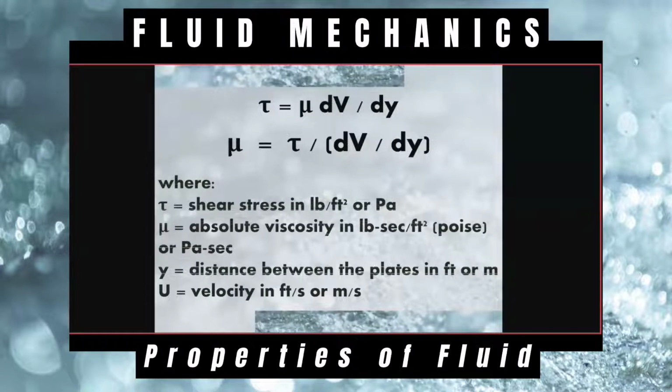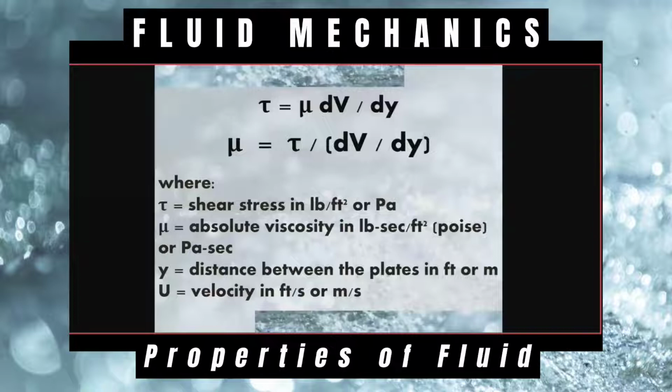Where tau is shear stress in pound per feet square or Pascal, depending on the unit system we will use. Then mu is the absolute viscosity in pound second per feet square, or what we call poise. Later I will show some values, the conversion of poise to this unit, or Pascal second. That is its unit.